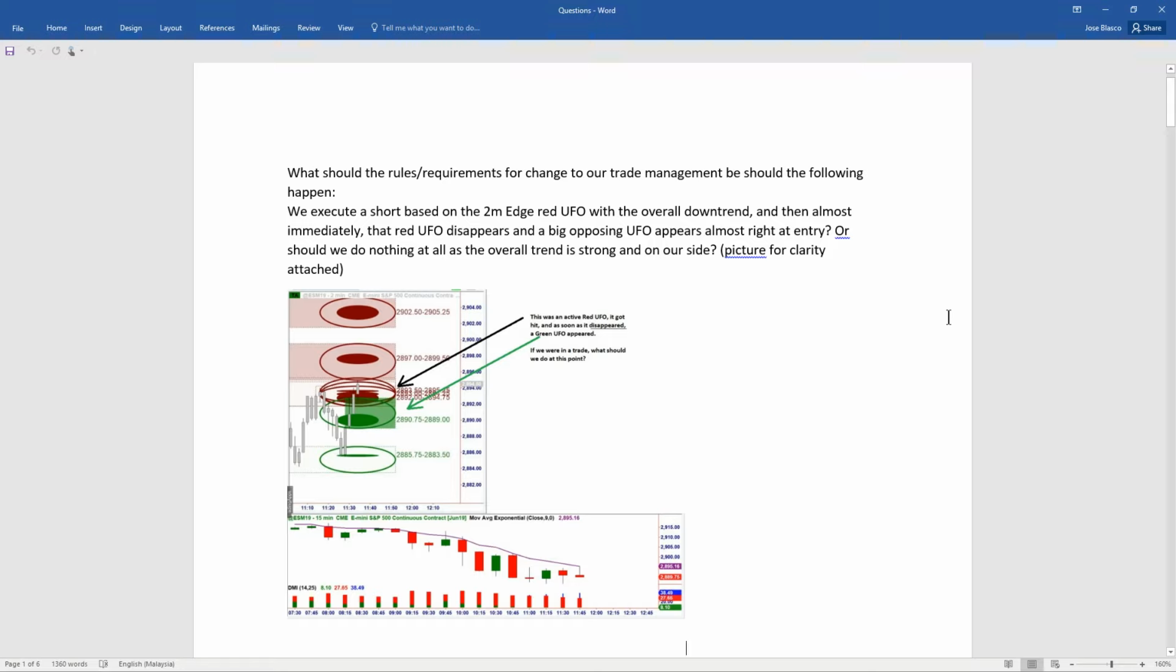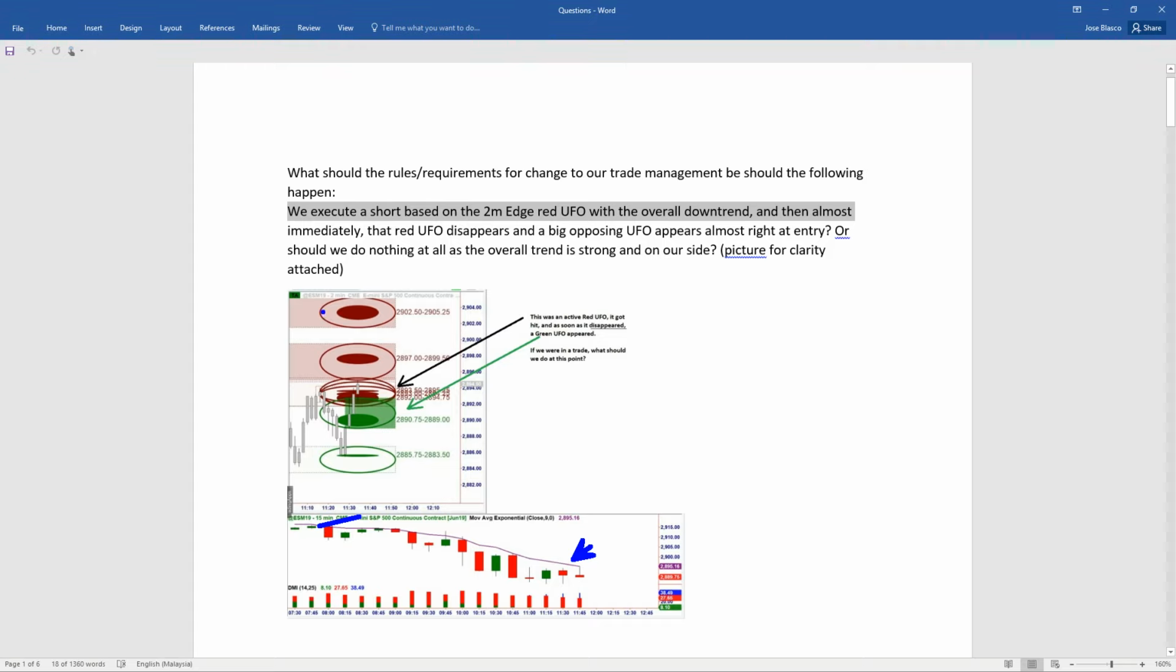With the first one. Okay, so this is a question that was sent, and it says here, what should the rules or requirements for change to our trade management be if the following happens? For example, we execute a short based on a 2-minute time frame edge rate UFO with the overall downtrend. Okay, so just to clarify, closes are happening below the average on the common time frame.